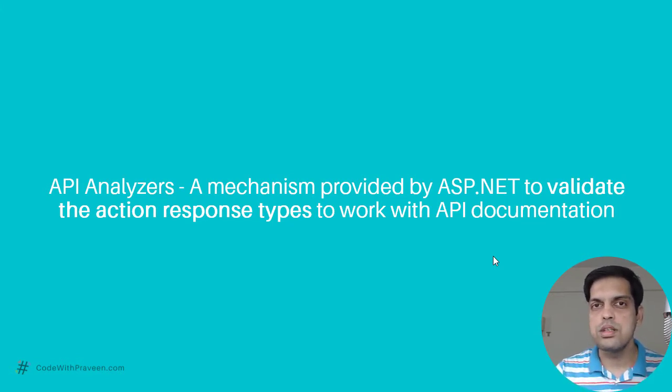The get courses, being a GET action method, can return response code 200 or, say, internal server error with status code 500. In such a case, this API analyzer will look for those 200 and 500 status codes to be documented properly. If they are not documented, then it's going to show us a warning, thereby providing you with an option to include those specific response types as part of the documentation.